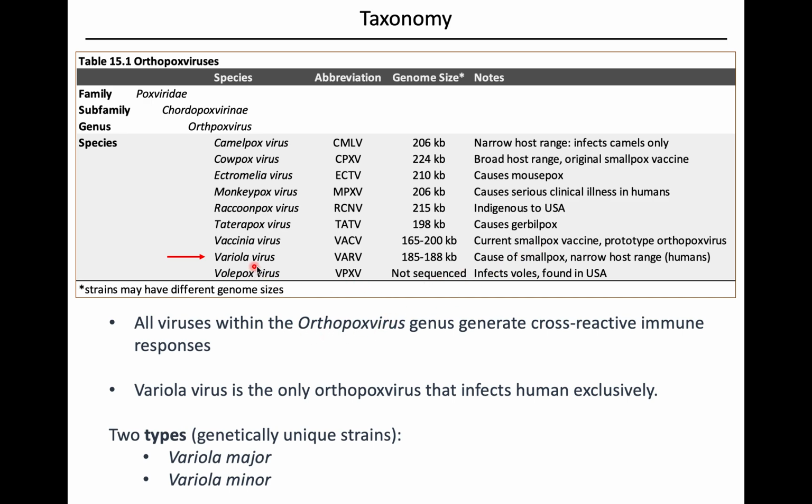I did want to point out that variola only infects humans, right? It's got that very narrow host range, and that ties in with some of the eradication efforts later on. If you remember last chapter when we talked about poliovirus, one of the things that made it attractive for potential eradication is the fact that there's not an animal reservoir out there. So we have these two unique strains, either variola major or variola minor, that we'll get into a little bit later.